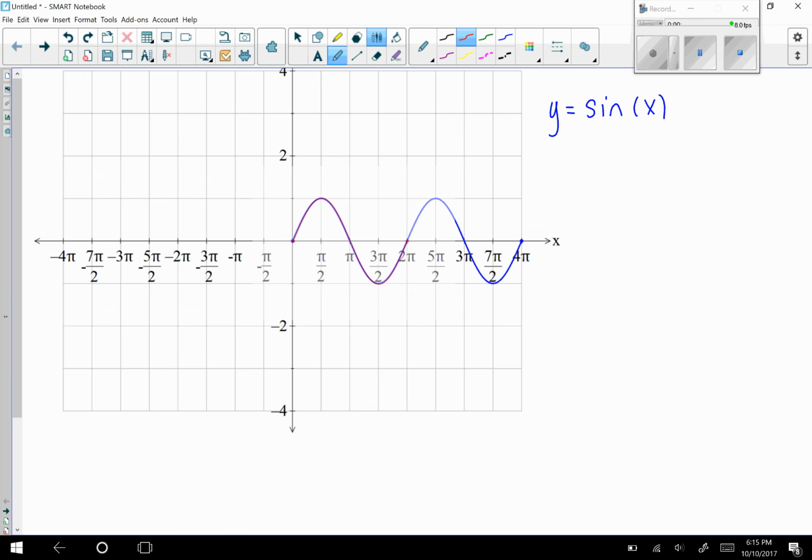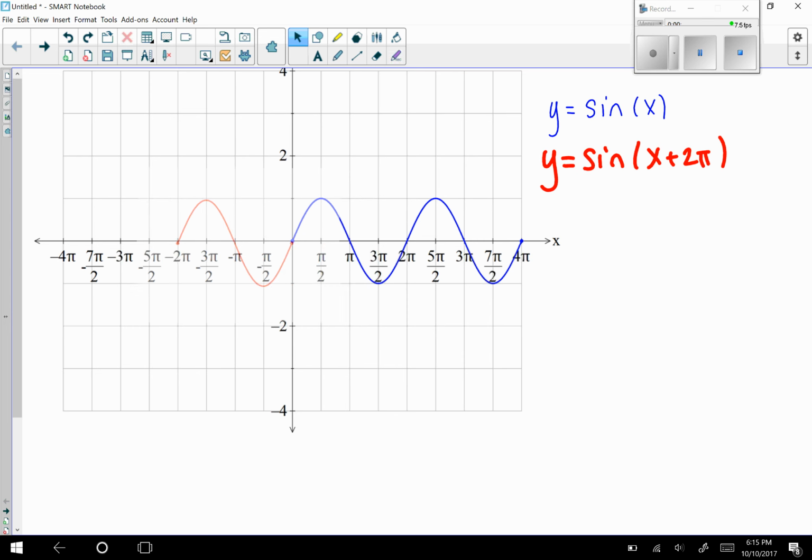So let's go ahead and look at our parent graph, y equals the sine of x. For this parent graph, recall that if we add or subtract 2 pi to our angle measurements, which is our x-axis, we will get coterminal answers. So if I have y equals the sine of x plus 2 pi, and we take our entire graph and shift it to the left 2 pi, notice that it still looks like our parent graph, y equals the sine of x. The only difference is that now we had shifted it over.